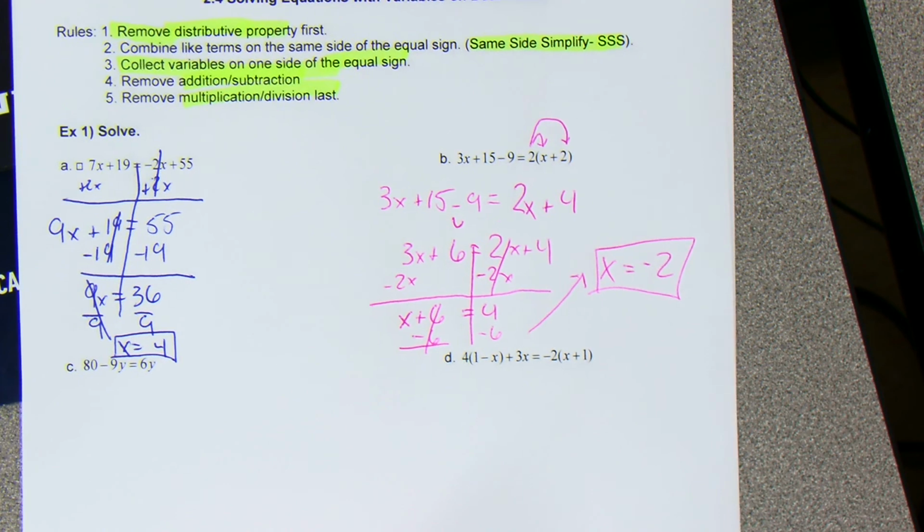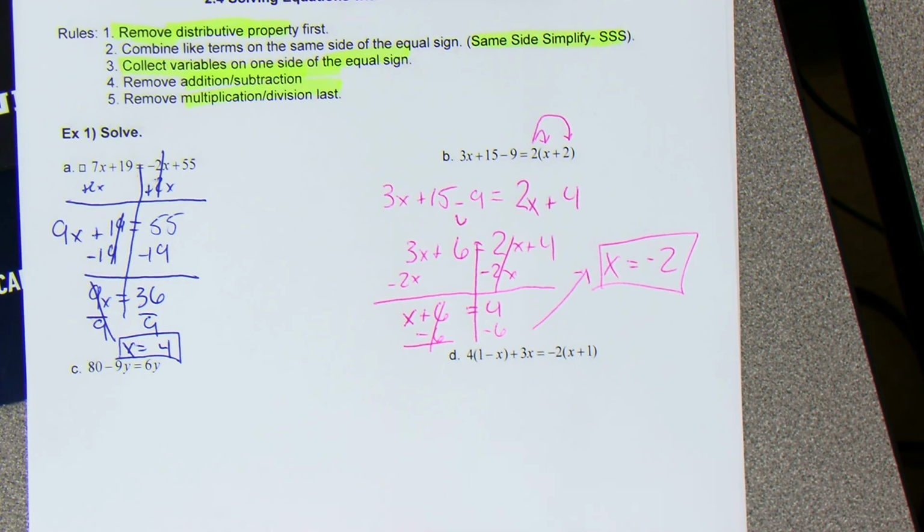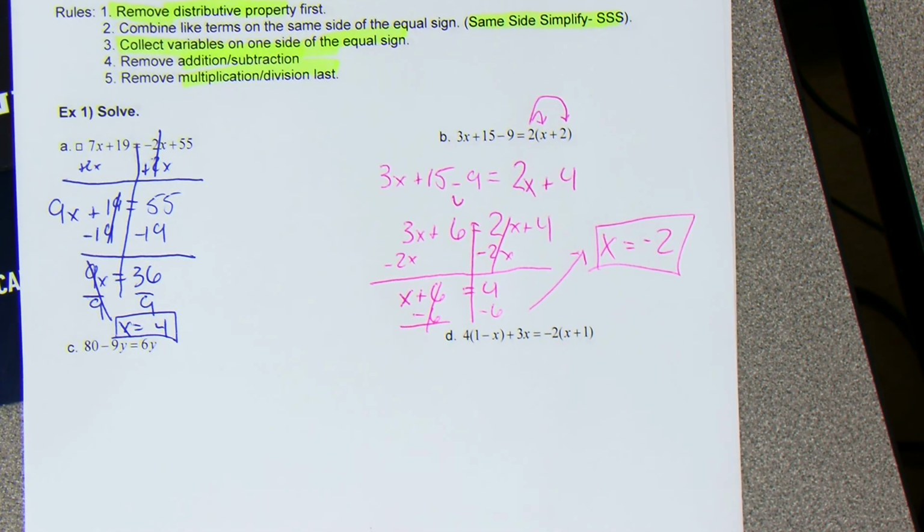All right, let's take a look at C. Okay, our first rule is to remove distributive property. So do we have any distributive property? We do not. Our next rule would be to combine like terms on the same side of the equal sign. We do not have any like terms on the same side of the equal sign currently. So we can move on to rule number 3, which is collect variables on one side of the equal sign.